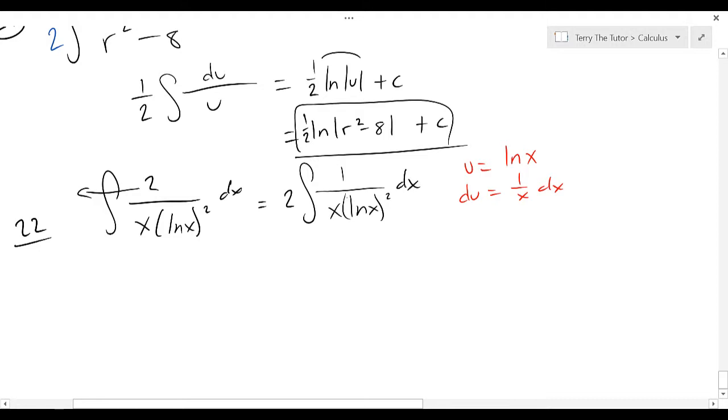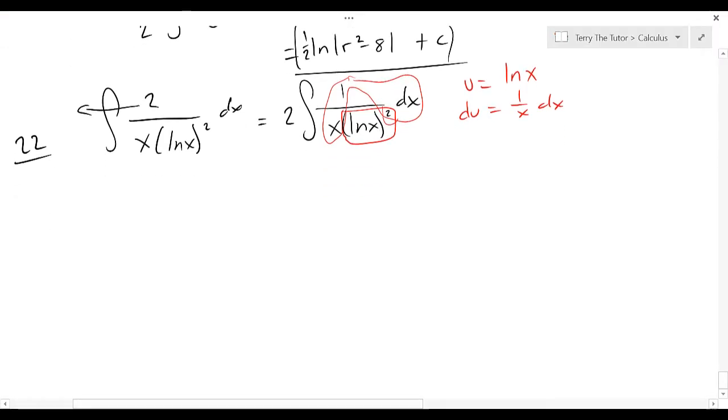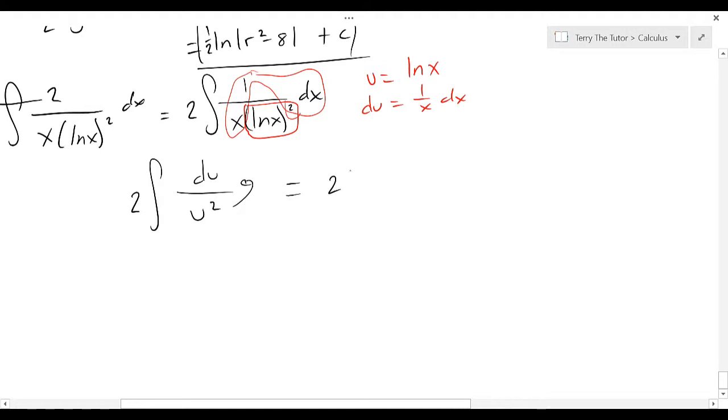So I can find my du. I've got 1 over x dx. That fits perfectly. And I've got my u, the ln of x. But this is going to be u squared, because it's the ln of x squared. So let's go ahead and rewrite. You wind up with 2 on the outside, the integral of du over u squared. Let's bring up that u squared. Use our power rule. We've got 2 integral of u to the negative 2 power du.